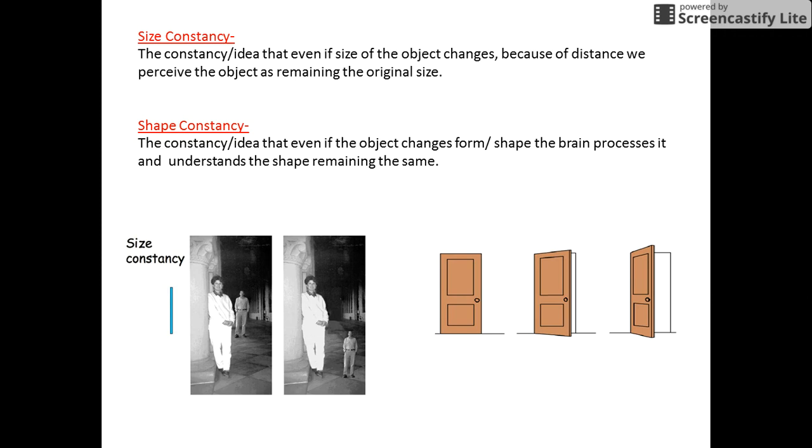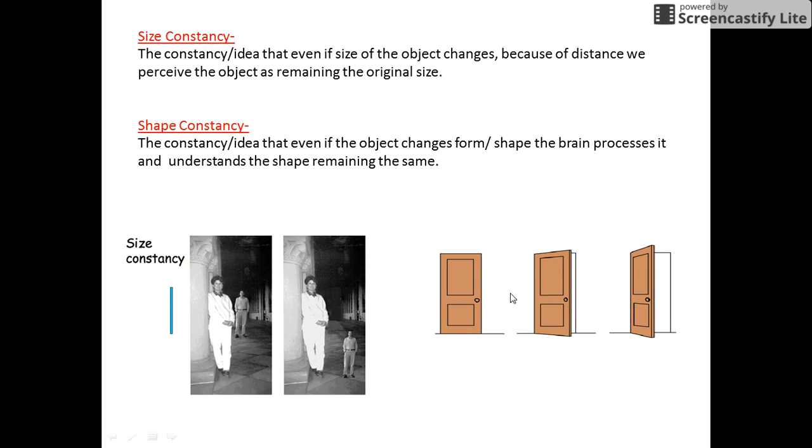The size constancy idea is that even if the size of an object changes because of distance, we perceive the object as remaining the same as the original size. So here's an example of size constancy. We're not going to imagine the guy is this small, just because at one point in our field of vision he appeared that small. The size of a person is going to remain the same because of size constancy. Again, another good thing to draw a picture of.